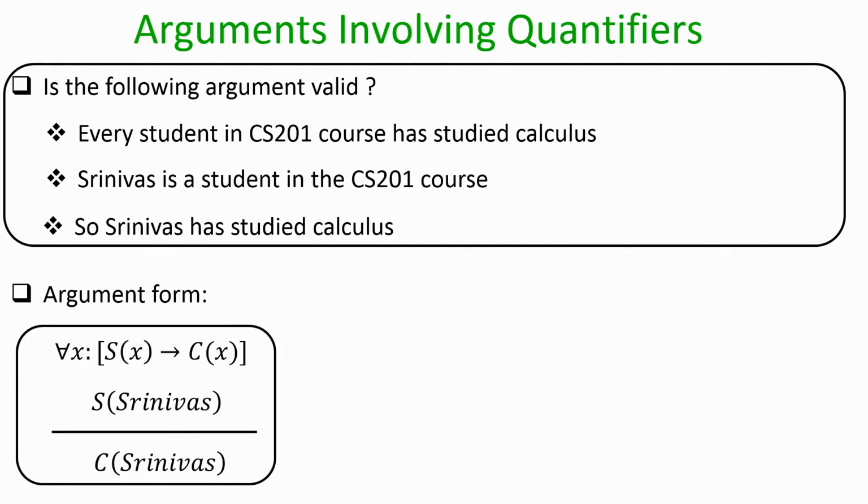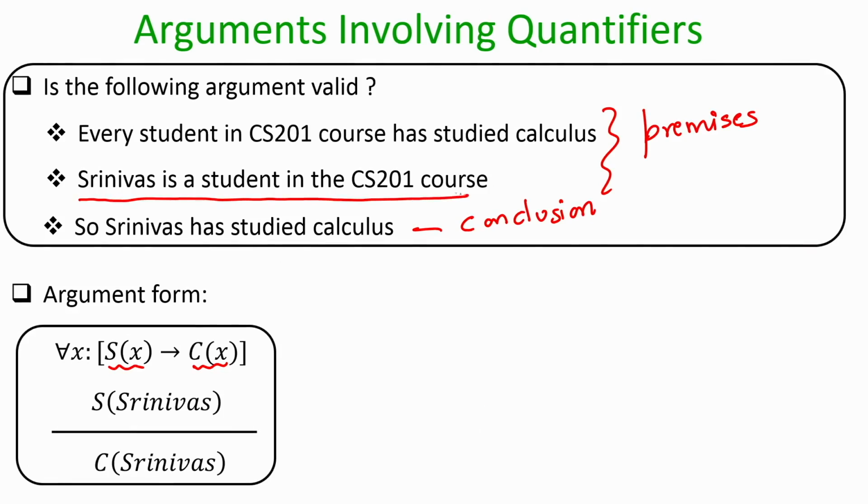So, here you are given 2 premises and a conclusion. I am retaining the same predicates S of x and C of x that we have defined in some earlier slides. The first statement is every student in CS 201 has studied calculus. That is represented by for all x S of x implies C of x, that is your first premise. And the second premise is Srinivas is a student in the CS 201 course. That means the property S of x is true for x equal to Srinivas. That means S of Srinivas, which is now a proposition, is true. That is your premise.